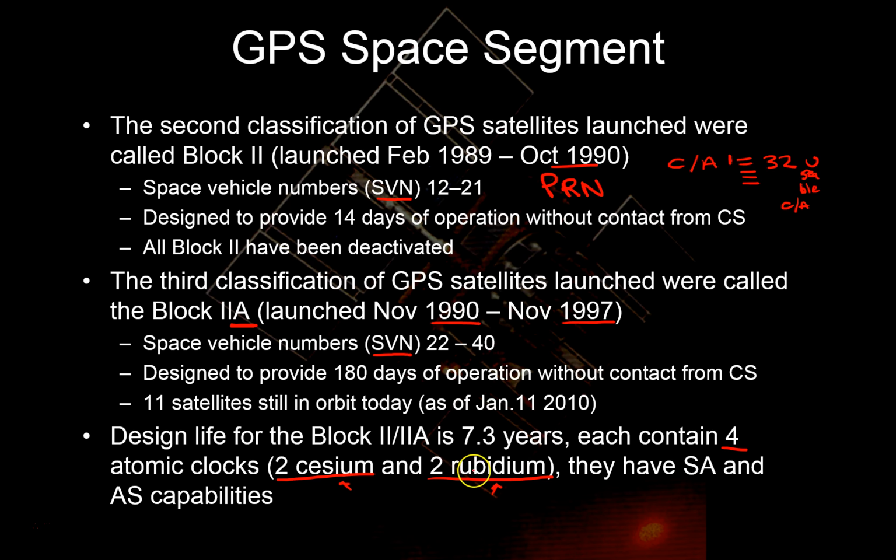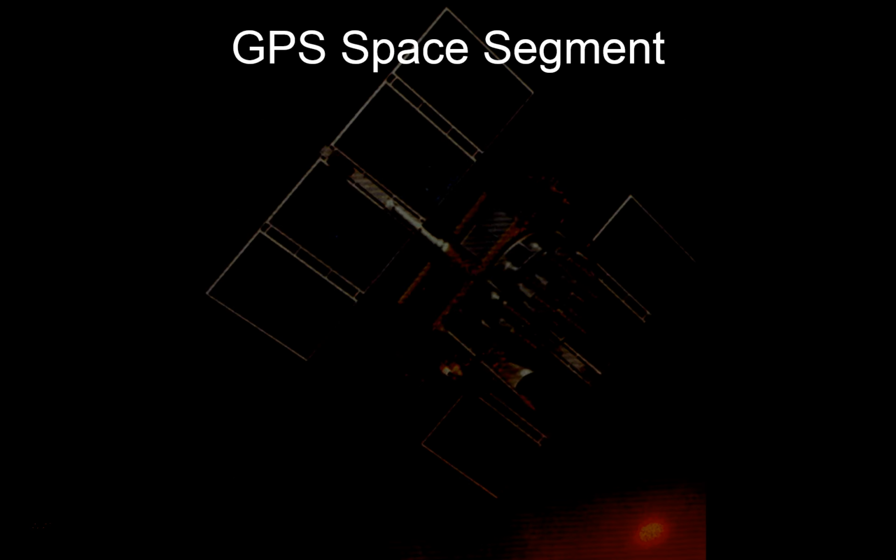Okay, and there are benefits and disadvantages, if you want to think of it that way, to each. They have what's called SA, which stands for selective availability. We'll talk about that coming up, as well as the fact that it introduced the anti-spoofing capability. So that's where P becomes encrypted to Y for anti-spoofing. And SA, or selective availability, as I mentioned, we'll talk about coming up.